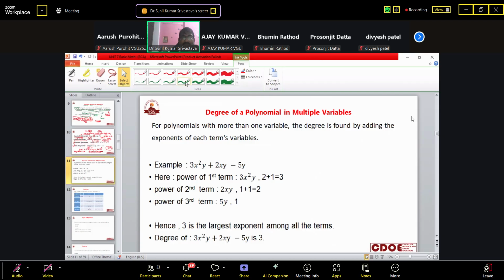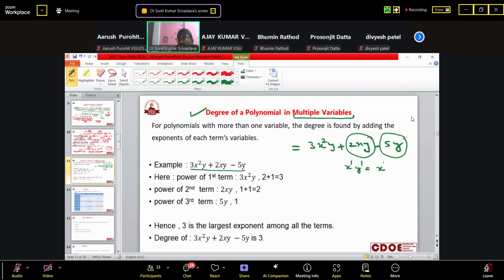The degree of a polynomial in multiple variables has already been discussed with you. For example, an expression of the form 3x square y plus 2xy minus 5y has more than one variable. So this is a polynomial expression in x and y, the two variables. How do we define the degree? We find the degree of each term. For the term 5y, the degree is y raised to power 1. For the second term, x raised to power 1 and y raised to power 1, so the degree is 1 plus 1, which is 2.